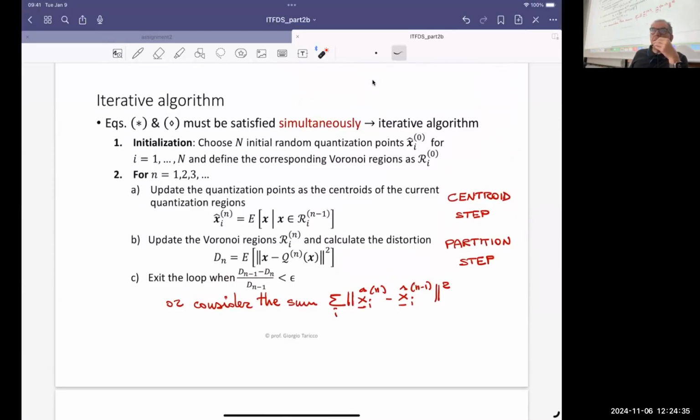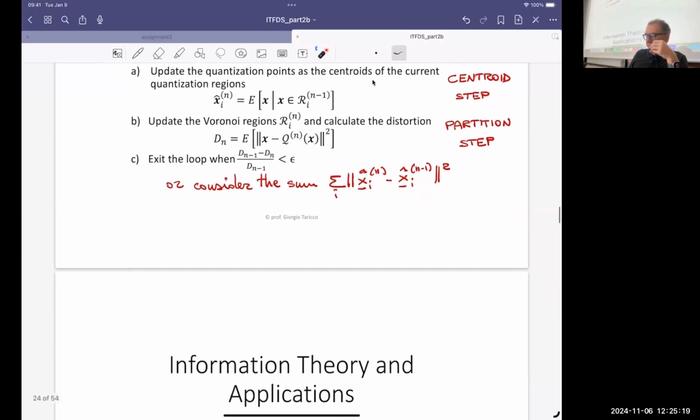Let's recall, however, that the convergence is to a local minimum. And if we want to approach the global minimum, we need to use several initializations, that is, several random quantization points x at I 0, and collect the optimum distortion, or also the optimum quantization points corresponding to the minimum distortion, because in this way we can have a global optimization algorithm, as I mentioned before.